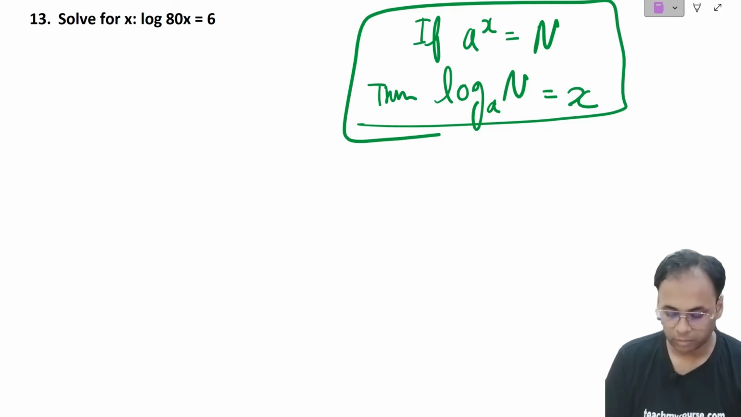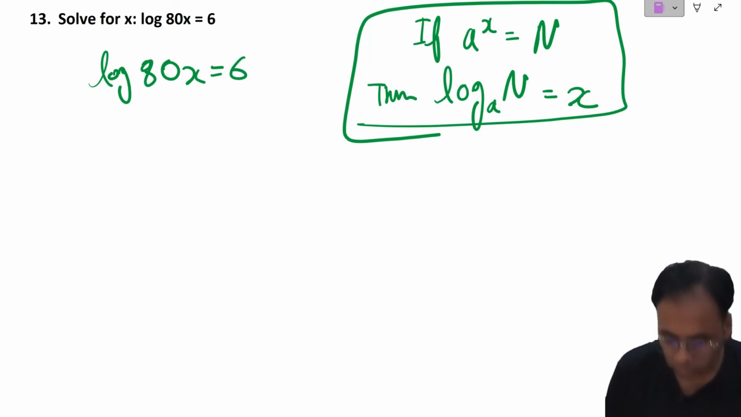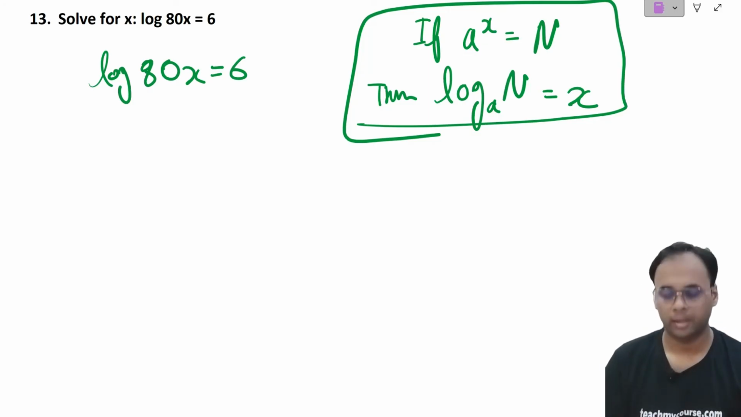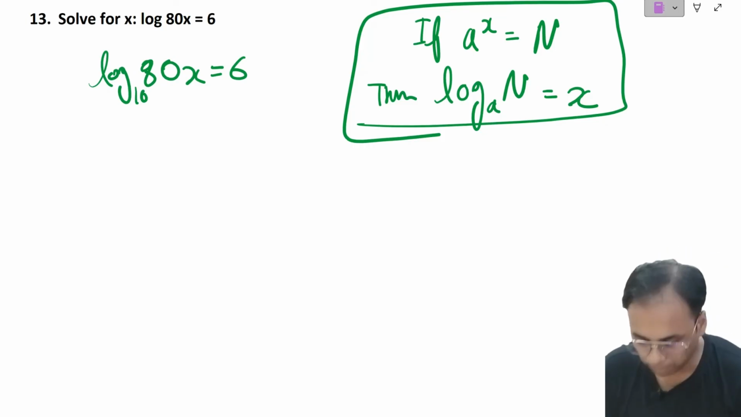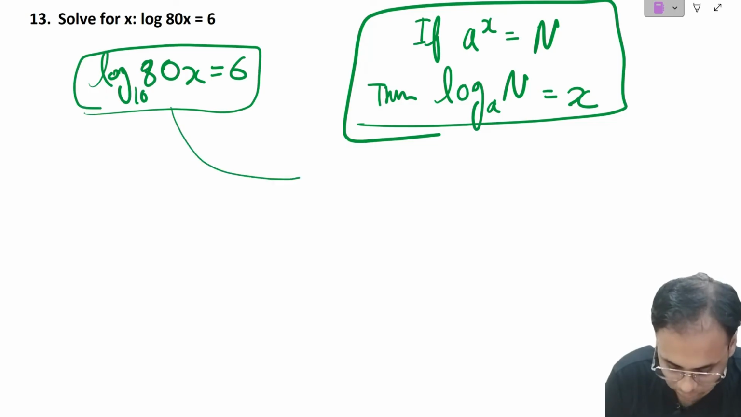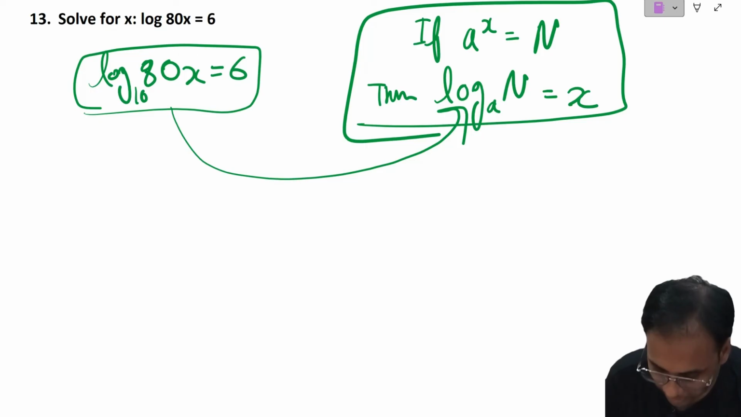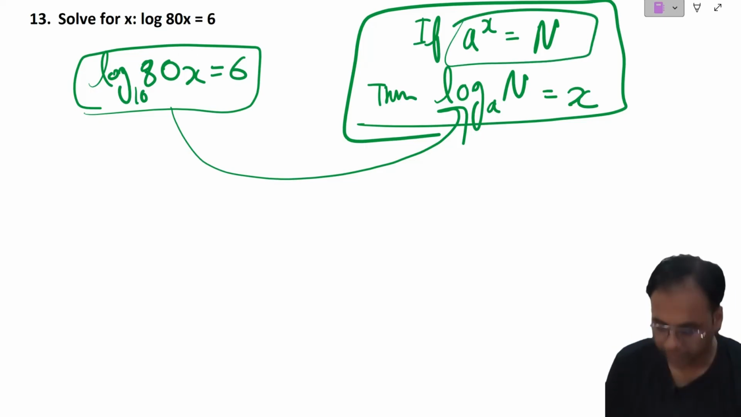Now we need to just compare it with the question. We are being given log 80x is equal to 6. Try to understand: whenever the base of the log is not given, by default the base is 10. So we mark it as 10. Now we try to compare it with the definition itself. We compare this with this. Now we have to formulate this a raised to the power x is equal to n from this.